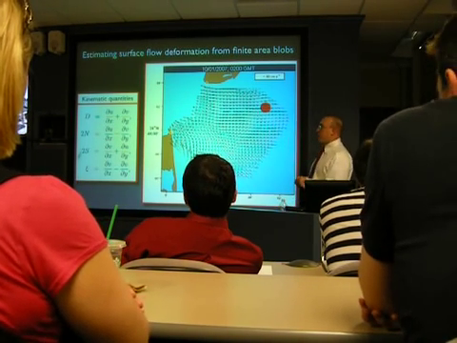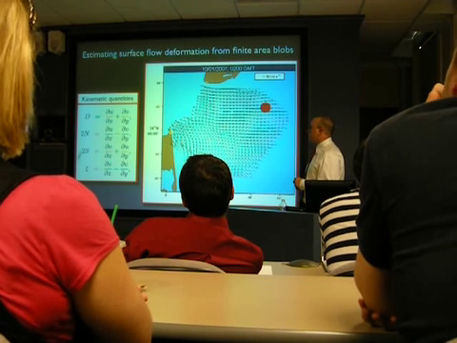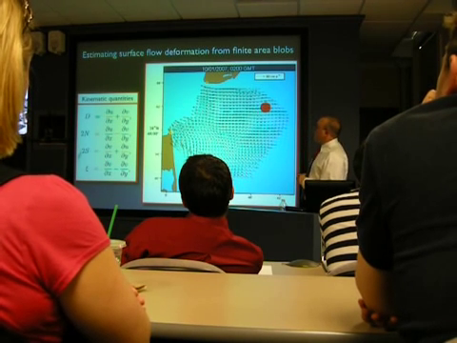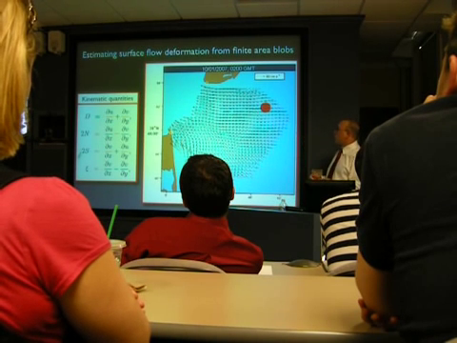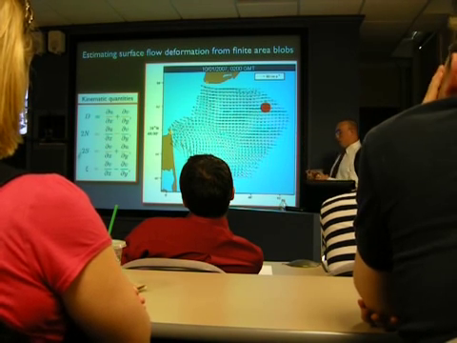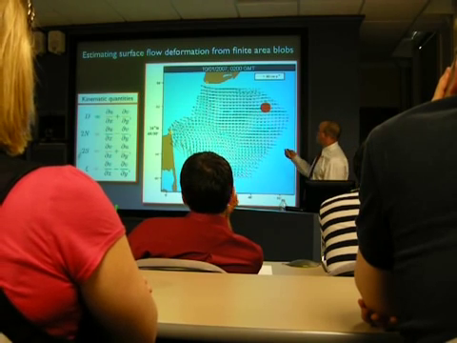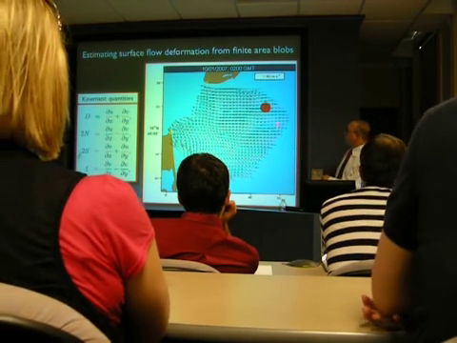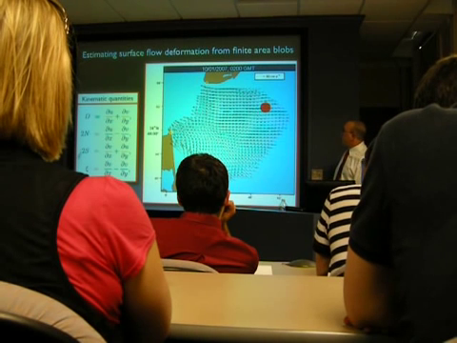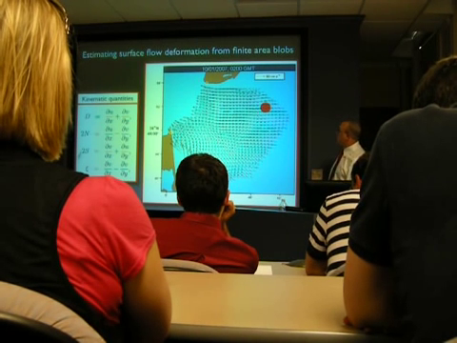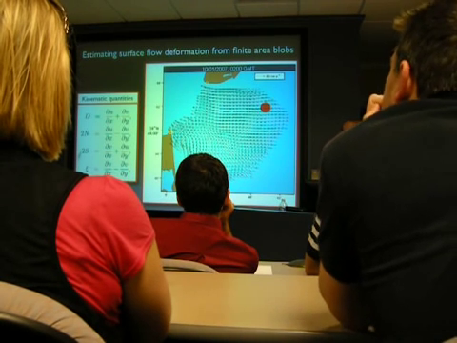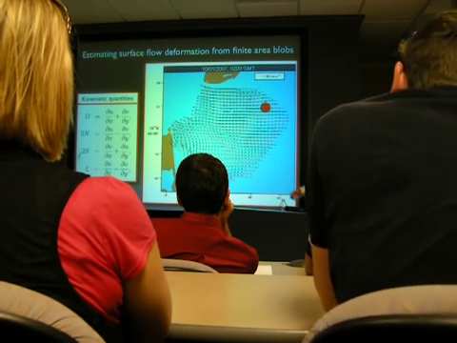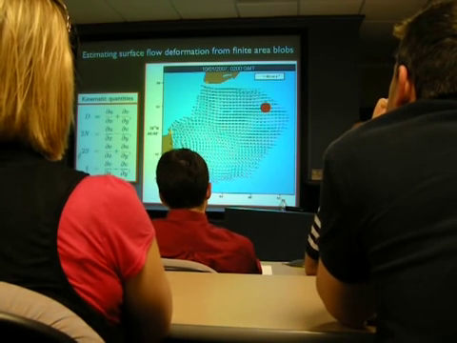Now, on to the last Lagrangian topic, estimating surface flow deformation from finite area blobs. We're going to initialize a circular collection of particles right here in this region. It's a blob with a radius of, I think, 3 kilometers. We're going to advect it through the domain for approximately 115 hours. So let's see this movie.